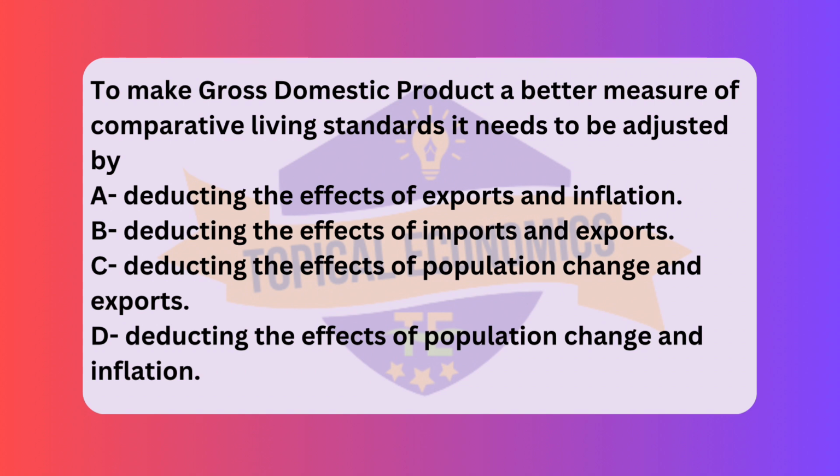Lastly, option C, deducting the effects of population change and exports, is also incorrect because exports should not be deducted. Exports contribute positively to GDP, and removing them would not provide an accurate measure of economic output or living standards.